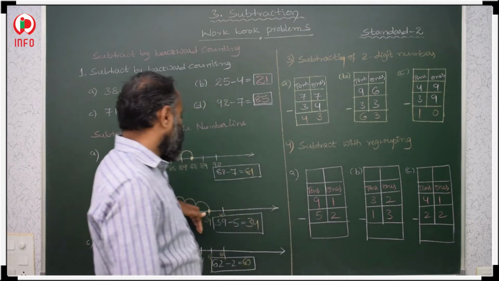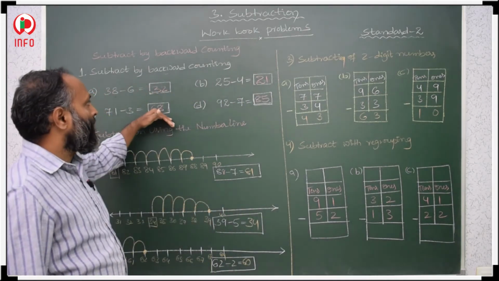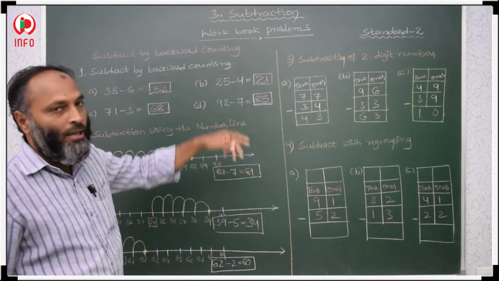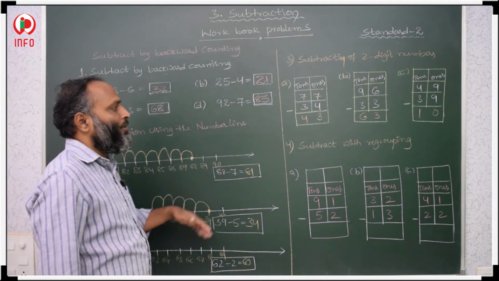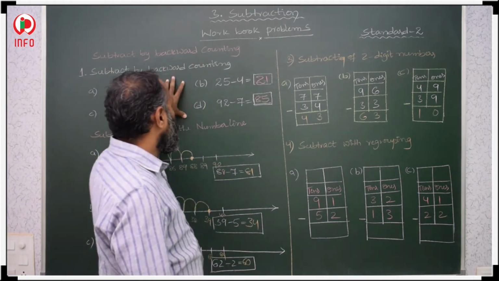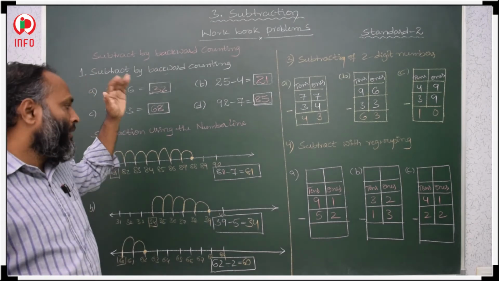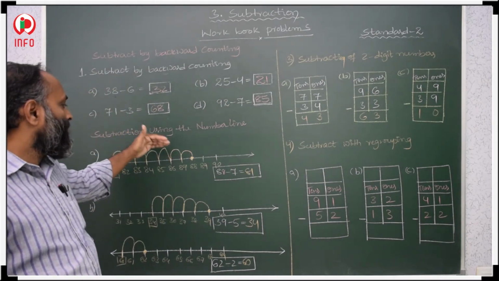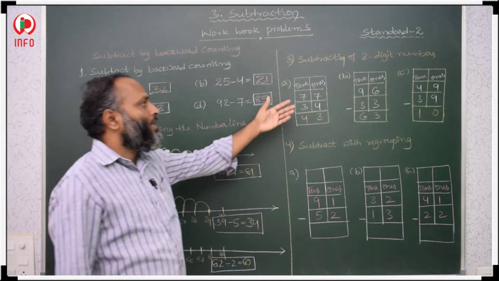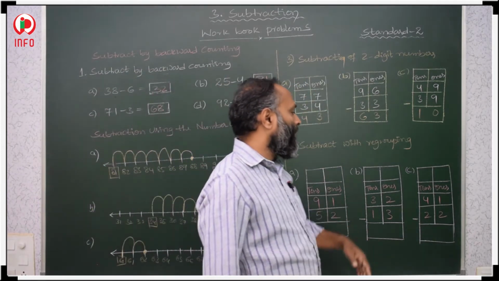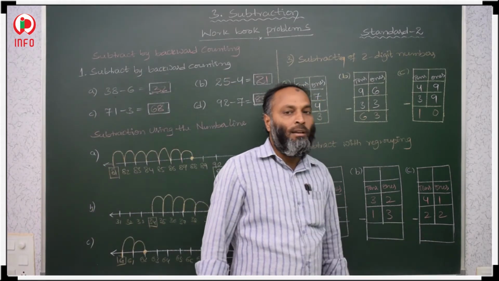This is a subtraction on a number line. This is subtraction using backward counting. So 3 different kinds of problems are here. This is one kind of problem using backward counting. This is the subtraction using a number line. This is a subtraction without regrouping. Now regrouping numbers are there.